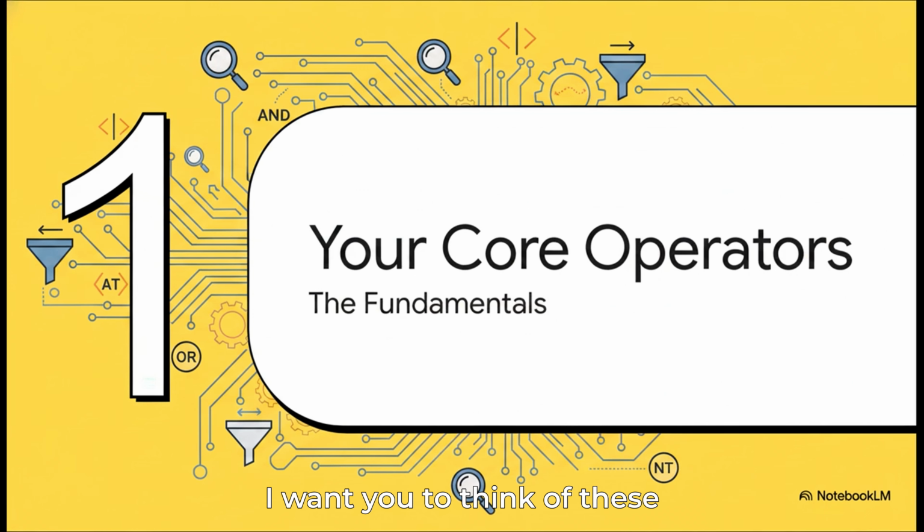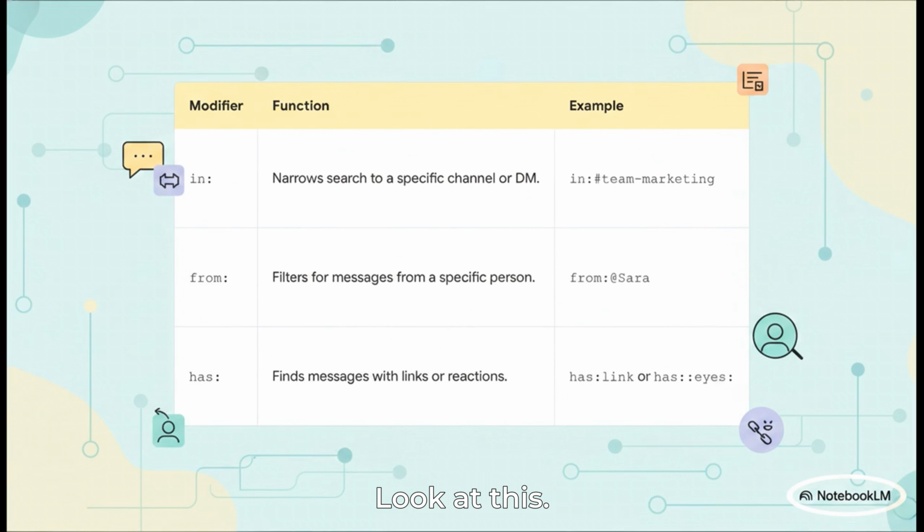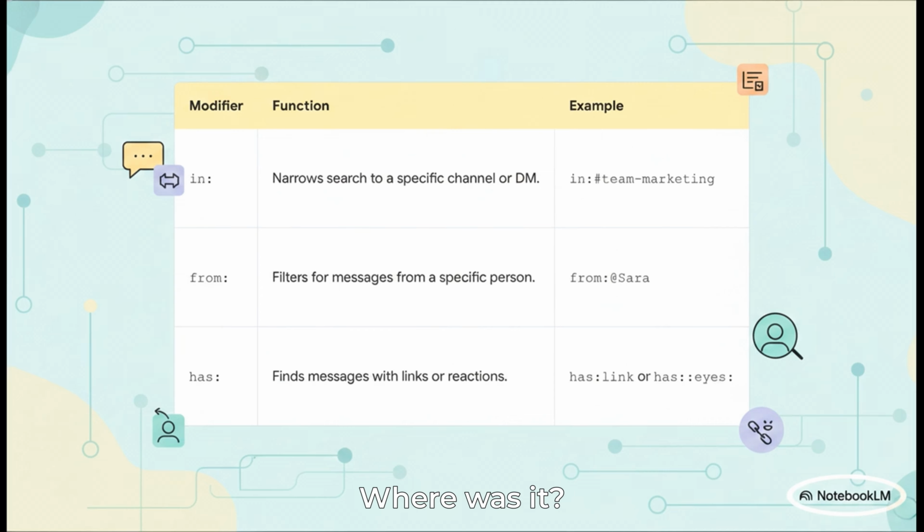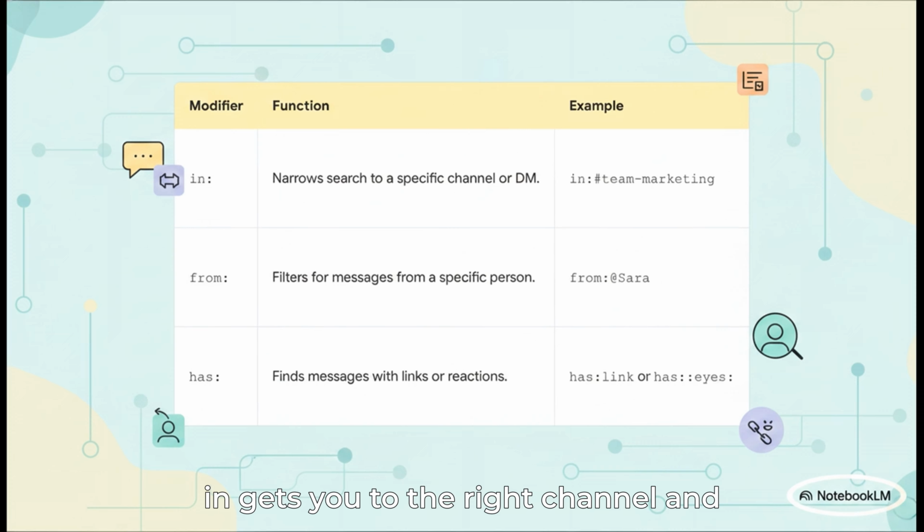I want you to think of these operators not just as filters, but as commands. You're about to learn how to tell Slack exactly what you're looking for and cut through all that noise. Look at this. These three simple operators answer the three core questions of any search. Where was it, who said it, and what was in it? So if you need to find that design file from your manager, in gets you to the right channel, and from isolates just their messages. It's that simple. Let's see them in action.